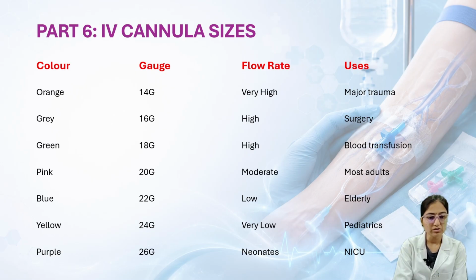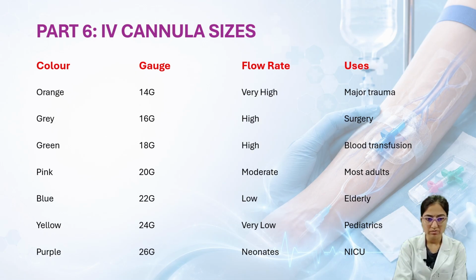Next color is blue, 22 gauge. Flow rate is low, and it is used for elderly persons. Next color is yellow, gauge 24, flow rate is very low, and it is used in pediatrics. The next color is purple, 26 gauge, used for neonates in the NICU. This is all about IV cannula sizes.